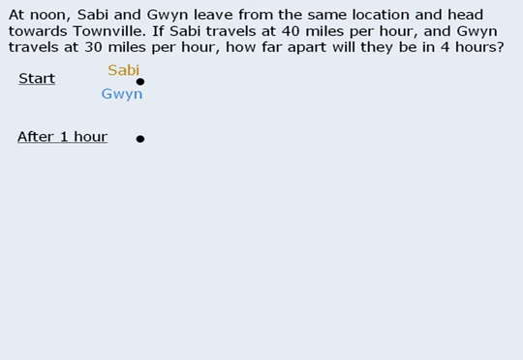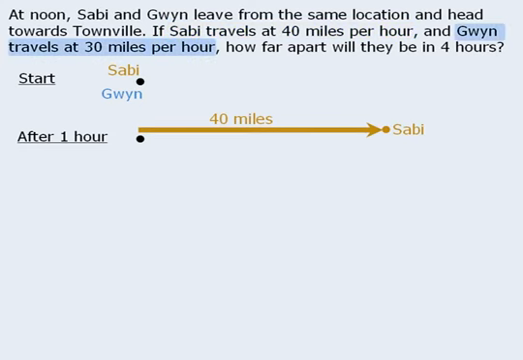So once again, let's see what has occurred after they have traveled for 1 hour. Since Sabby travels at a speed of 40 miles per hour, she will have traveled 40 miles after 1 hour. Similarly, since Gwyn travels at a speed of 30 miles per hour, he will have traveled 30 miles after 1 hour. As you can see, the distance between Sabby and Gwyn is expanding since they began at the same place and after 1 hour they are no longer together.